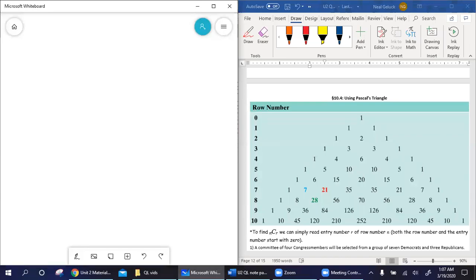All right, quantitative literacy. This is the 10.4 notes. We're actually looking at Pascal's triangle in this one. Now, this is just to show a neat trick that Pascal's triangle that we saw earlier in the semester can actually be used to do combination problems, not permutation, but combination problems.